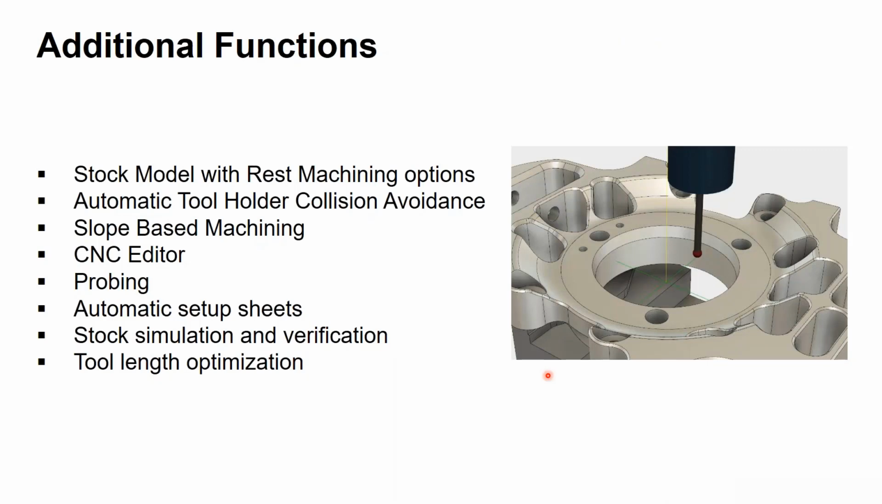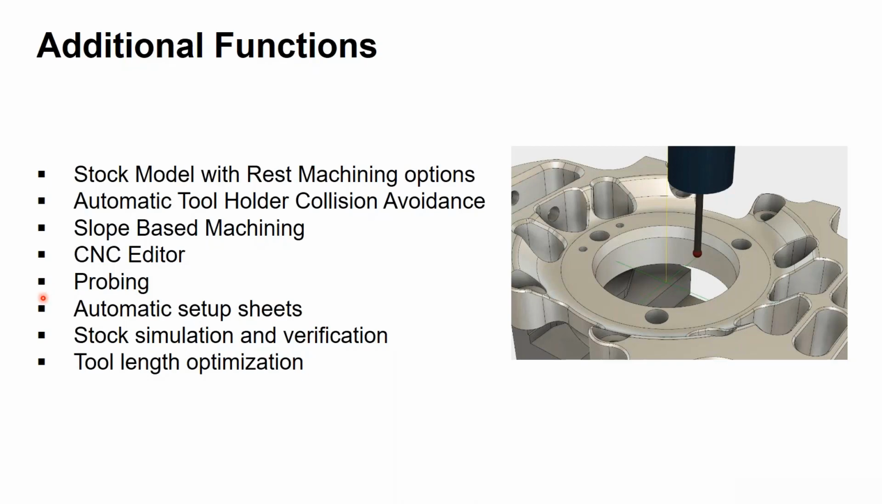We have some additional functionality. Good to know. We have a stock model with rest machining options. That means that it is possible to design your stock model as a part file, and you can secure that you only have rest machining inside the designed stock model. We have an automatic tool holder collision avoidance. That is when we do a 3-axis toolpath with 5-axis functionality as an add-on. Slope-based machining, we have probing. So it's possible to probe, if we have a probe in the CNC machine, to find the center of a hole or find the center of the stock to machine in the correct place.